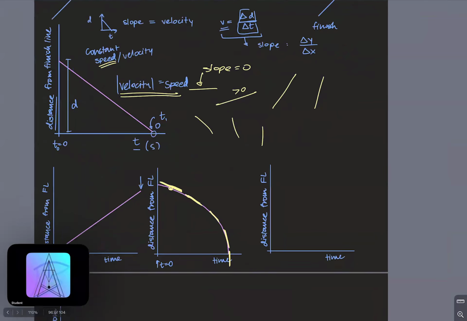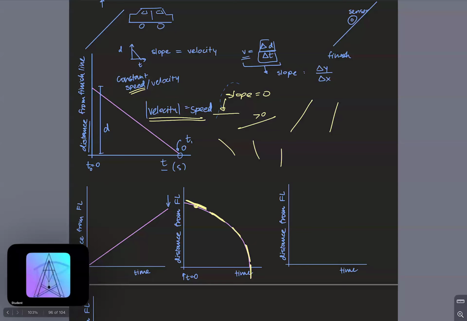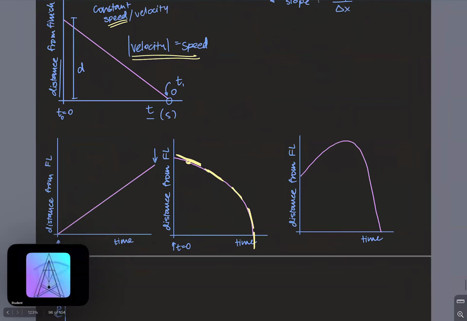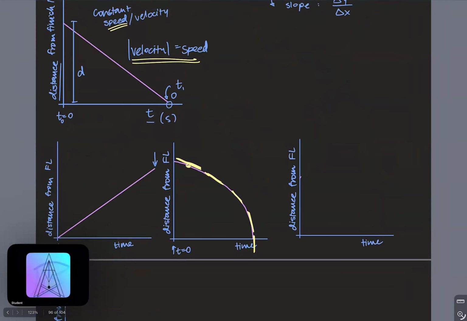Okay, now let's do another scenario. Let me get rid of all of this. Okay, our next scenario looks something like this. It's supposed to be a parabola. Let me actually draw that a little bit better. So maybe something like that. Okay, now again, what do you notice about where it starts out and where it ends?